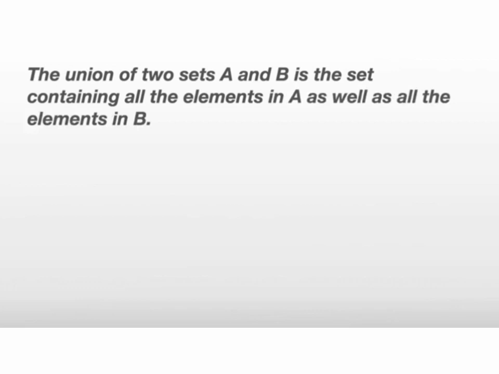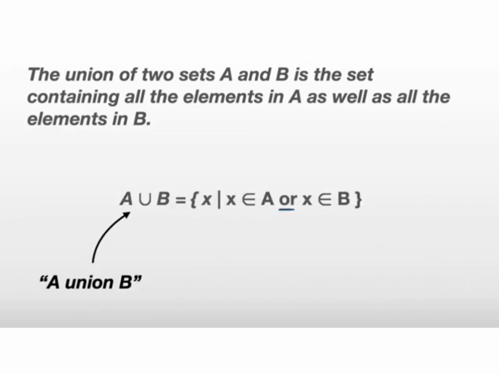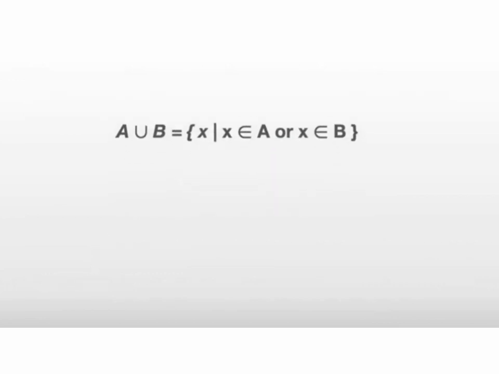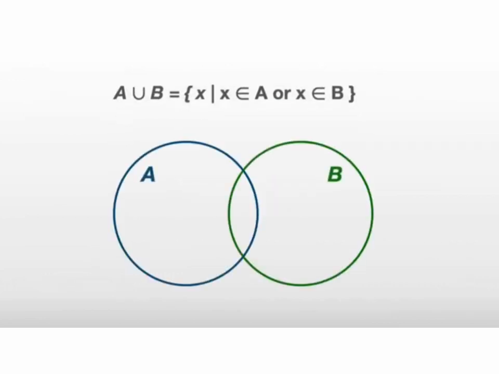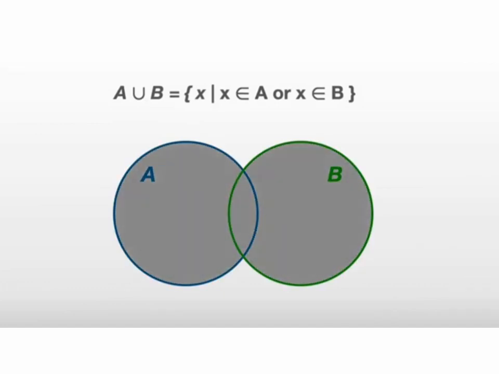We write this formally as A union B, where the large U shape symbolizes the union, is the set X such that X is in A or X is in B. The word OR is the most important bit here. This is like taking all of the elements indicated in this shaded area of the Venn diagram, and notice that it includes elements in both A and B.